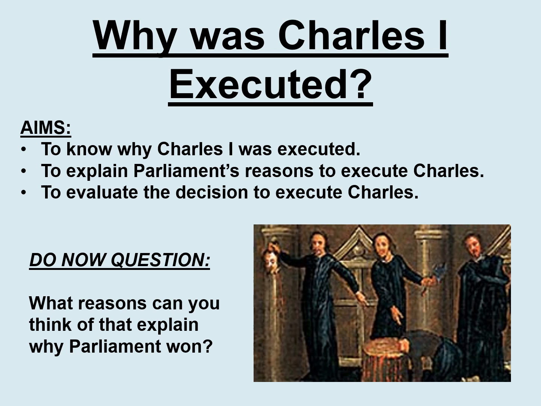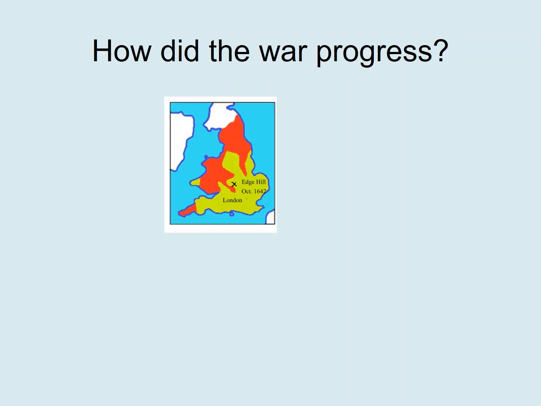Okay, so there are lots of reasons why Parliament won, and we'll consider some of them now. Let's have a look at how the war progressed. The Battle of Edge Hill in October 1642 was indecisive, with neither side being able to beat the other. Therefore, areas of the country were pretty well split down the middle. The red areas represent areas controlled by the forces of Charles I. The areas in that sort of yellow-greeny colour were controlled by the armies of Parliament. And as you can see, it is a fairly even split.